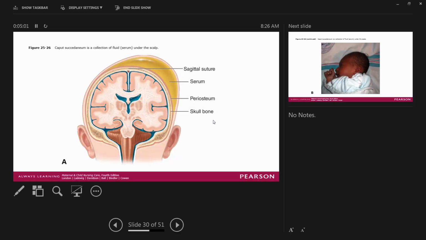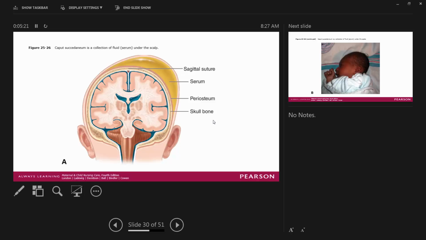All right, so here is a picture of caput. This is just the fluid. And we have this suture line right here, and that caput, that fluid, is crossing over that suture line.